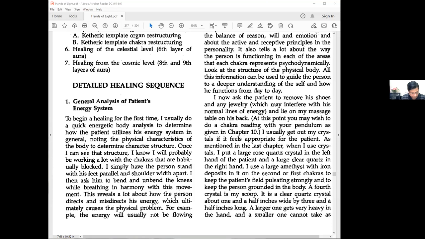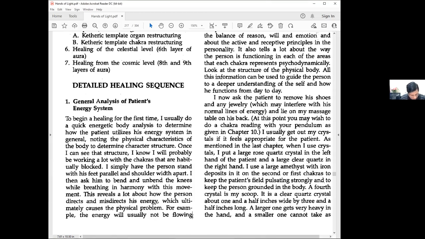Once I can see the structure, I know I will probably be working a lot with the chakras that are habitually blocked. I simply have the person stand with his feet parallel and shoulder width apart. I then ask him to bend and unbend the knees while breathing in harmony with this movement. This reveals a lot about how the person directs and misdirects his energy, which ultimately causes the physical problem.